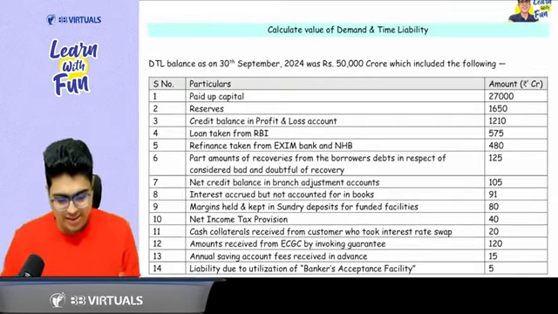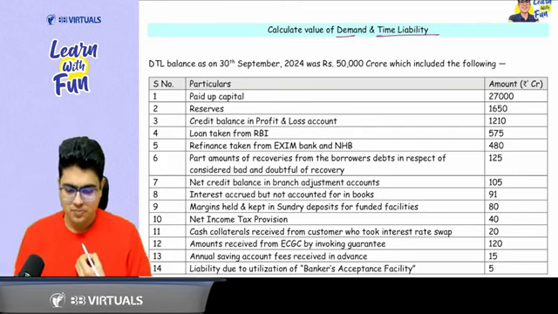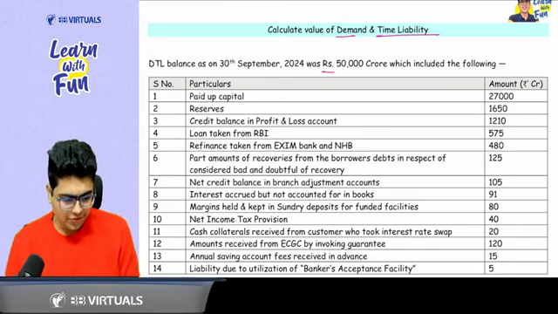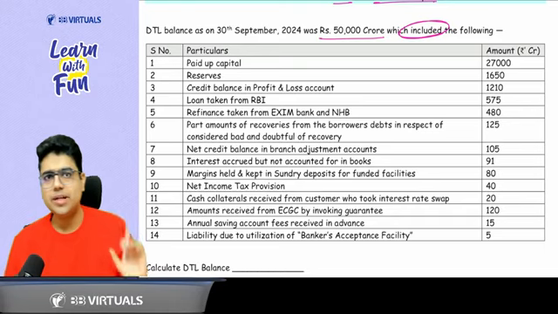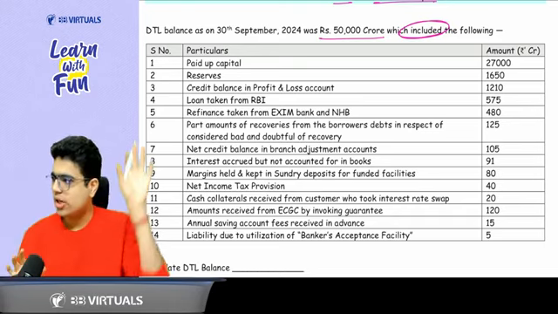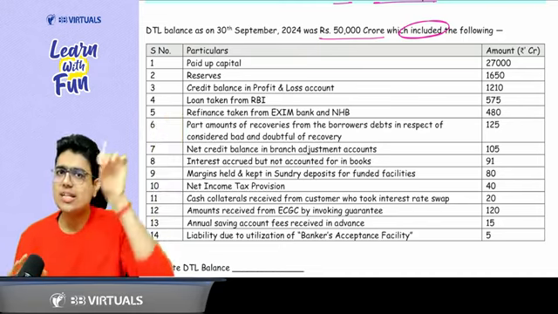Now everyone, focus here. Let's focus on the calculation of the value of demand and time liability. The DTL balance as on 30th September was 50,000 crore, which included the following. All these things are already included in the liability. So whatever you are required to exclude, you just need to exclude that.